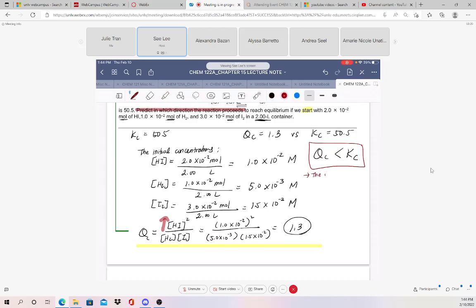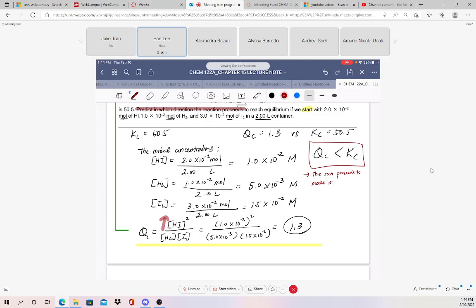The reaction proceeds to make more products. For what? To reach equilibrium. The reaction proceeds to make more product means the reaction proceeds to the right side of the reaction.